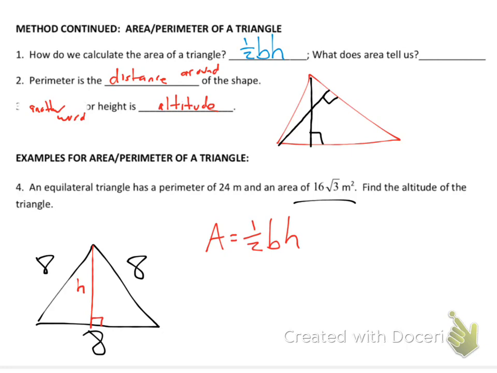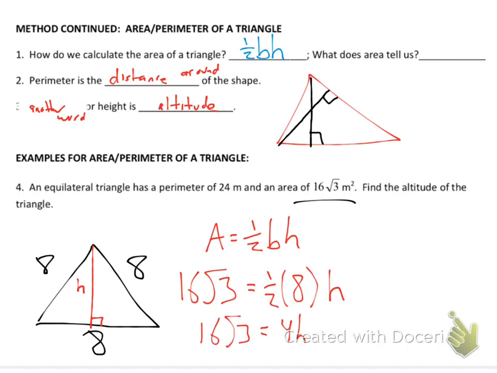Do we know A? Yes. A is the area. What is A? 16 square root of 3. 1/2, we know 1/2. What about B? 8. It's 8 because it's the base of my triangle. It's right there. And do we know H? No. So we're going to leave it as H. And now, can you solve for H? Can you simplify the right-hand side? 1/2 of 8? 4. So it's 4H.